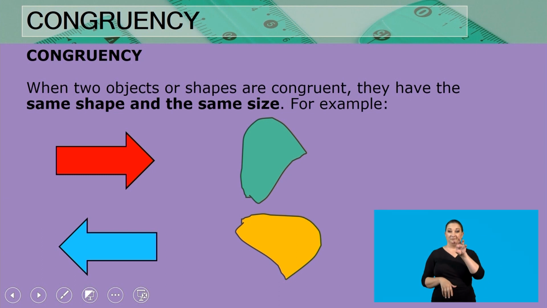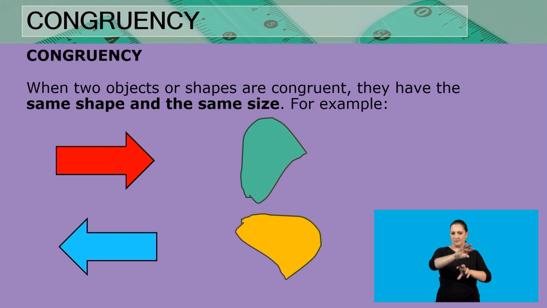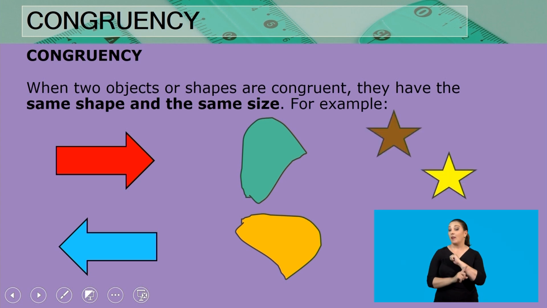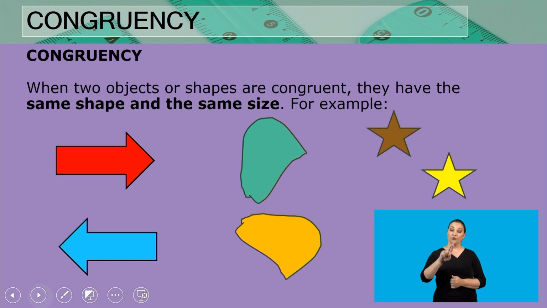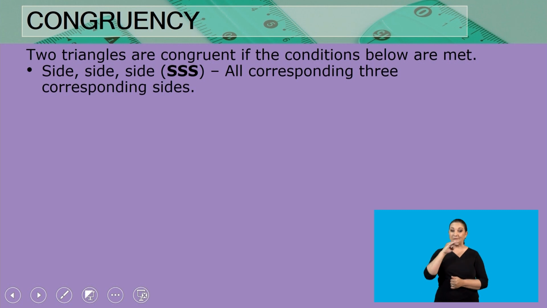we can see that they are the same shape, and they are exactly the same size. When we are looking at the shape here, we can see that it just has been rotated, but they have the same shape and the same size. And lastly, looking at these two stars, they might be a different color, but they really are the same shape and they have the same size. So that is what congruency means here. But what about congruency of triangles?